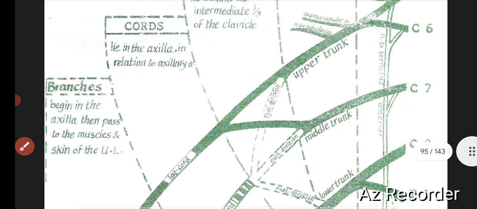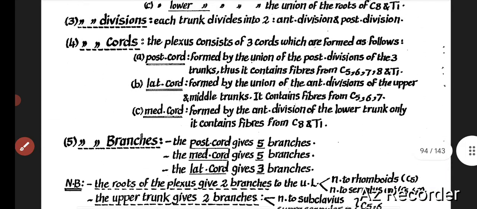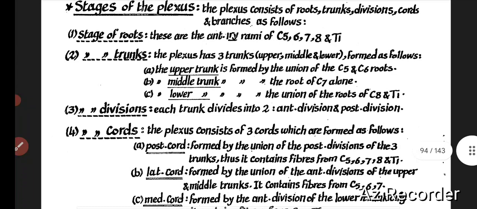C5 and C6 form the upper trunk. Here, the union of C5 and C6 forms the upper trunk. In the same way, C7 alone forms the middle trunk. Next, the union of C8 and T1 forms the lower trunk. Okay, now we come to the division.